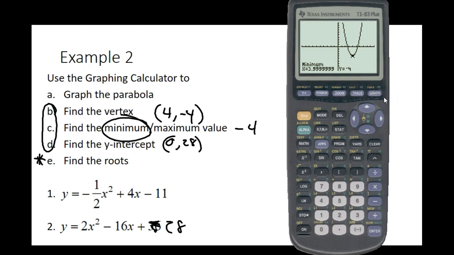Now we got to find our y-intercept. So the instructions say push second, trace, and value, right? Enter, and we type in 0. And you got your y-intercept, which is off the screen. It's somewhere way up here at positive 28 is where it touches the y-axis. Okay? All right. The last thing we're going to do is I'm going to show you guys how to find roots.